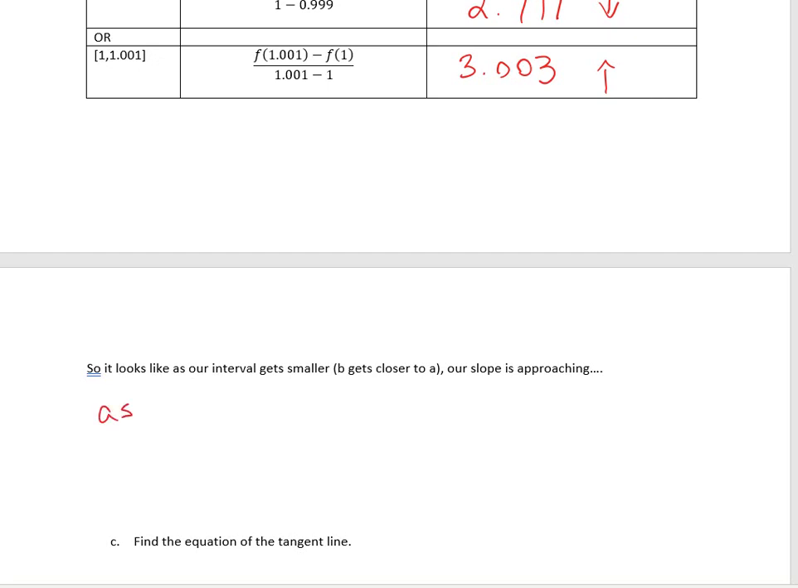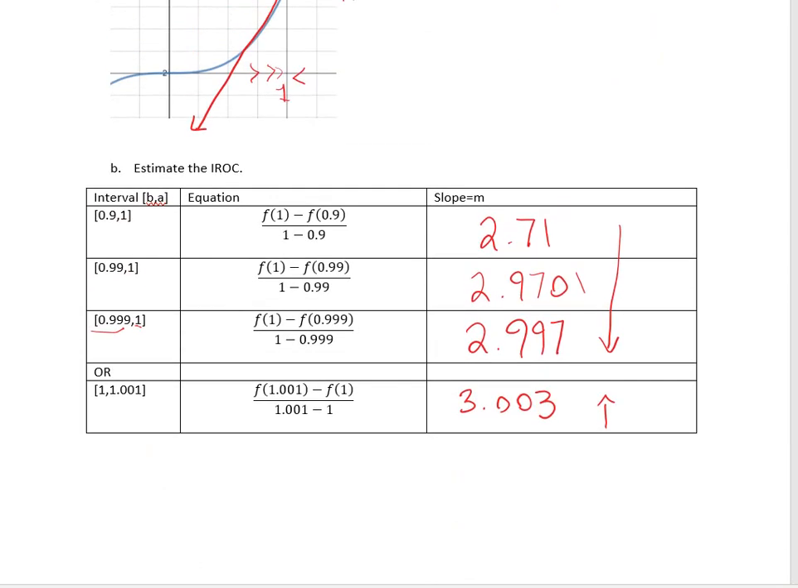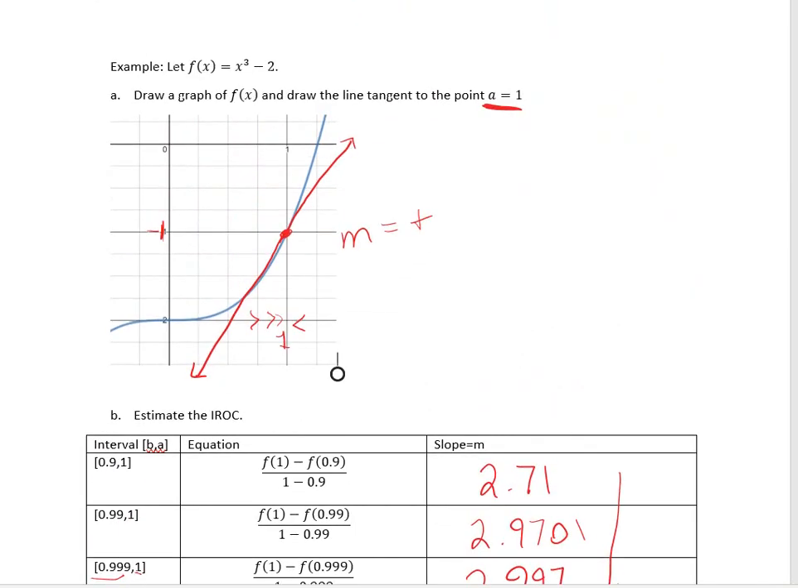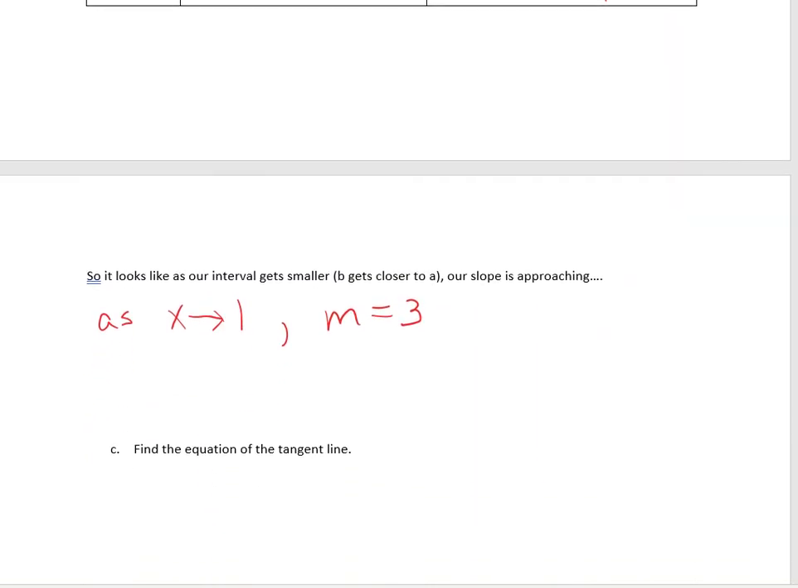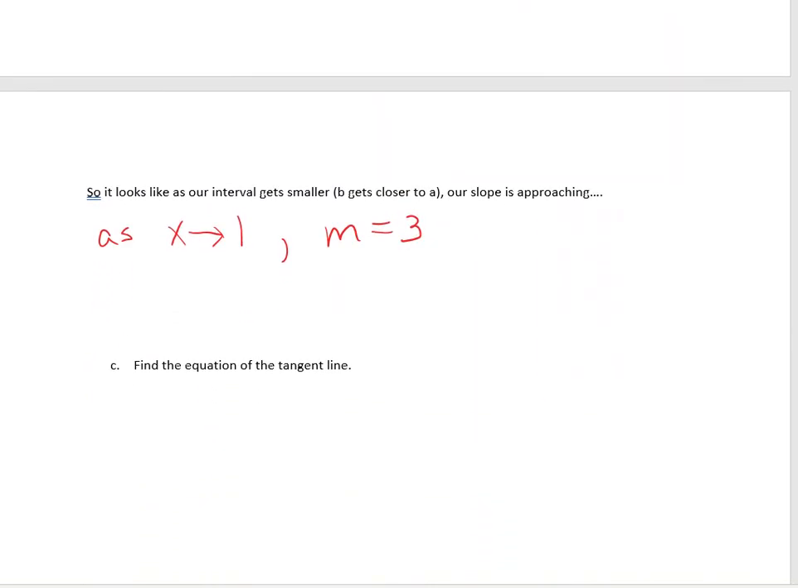So we would say as x gets closer to 1, m looks like it's getting closer to 3. Which lines up with what we had in our picture. We knew that we were going to have a positive slope. Now the next thing we want to do is find an equation for the tangent line.